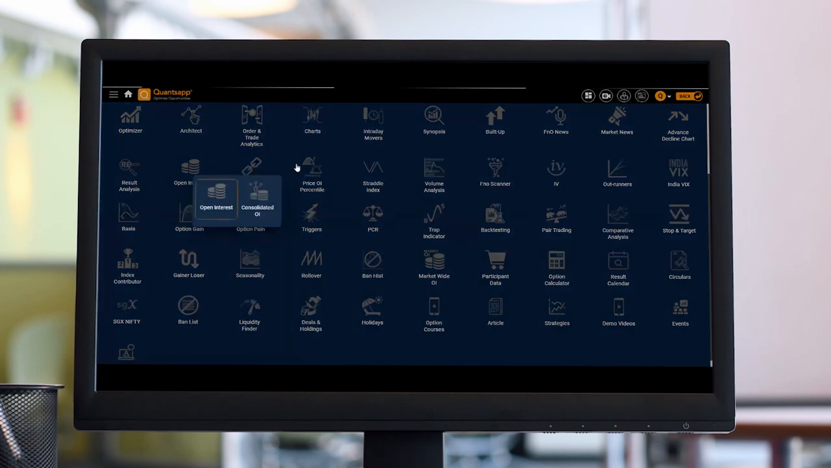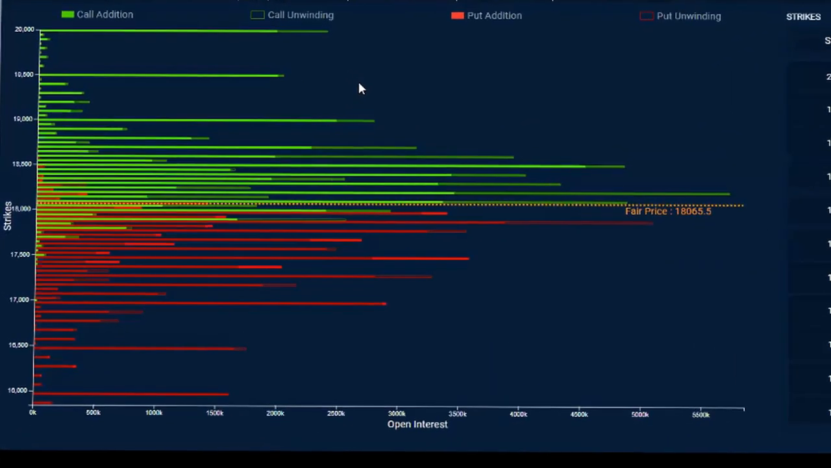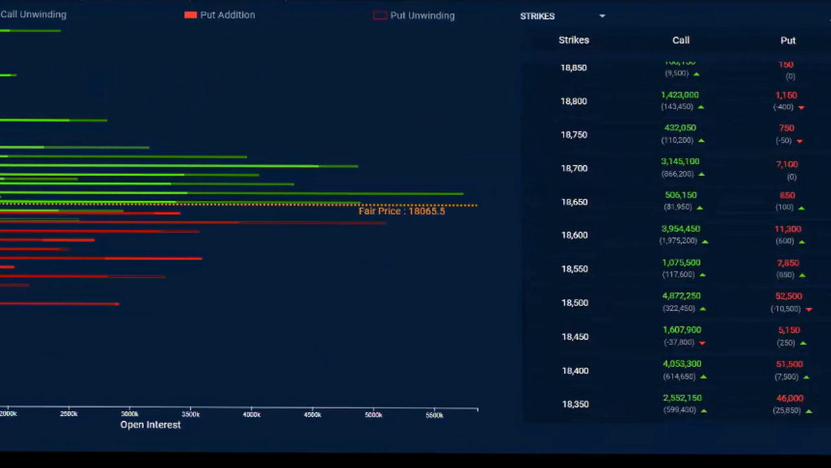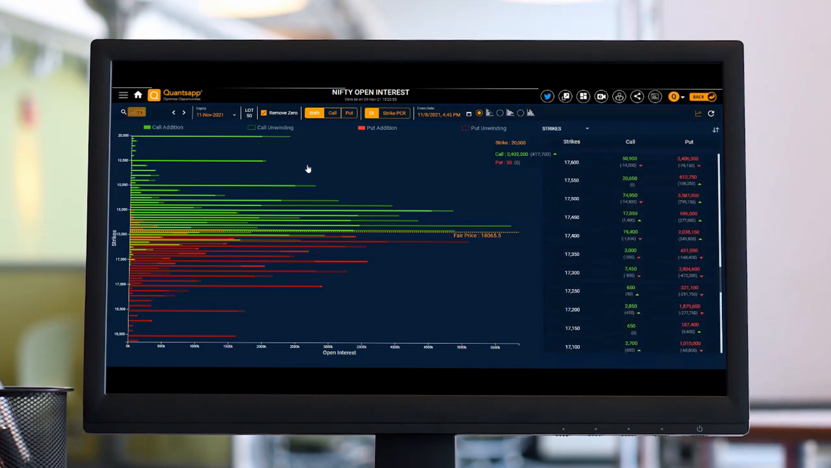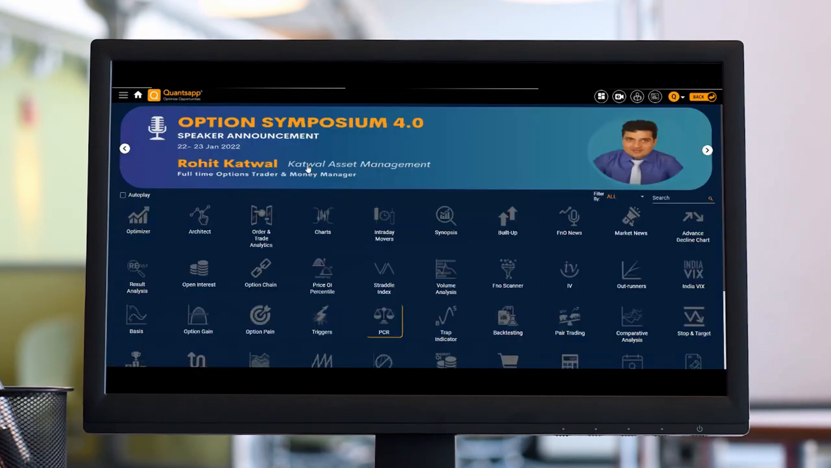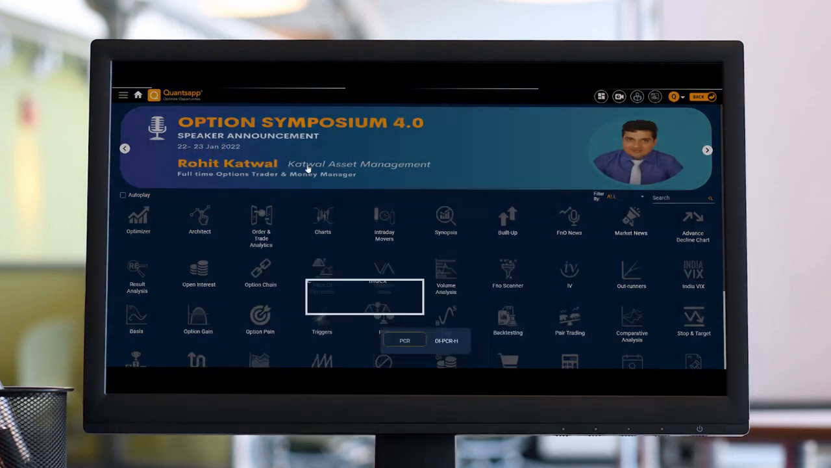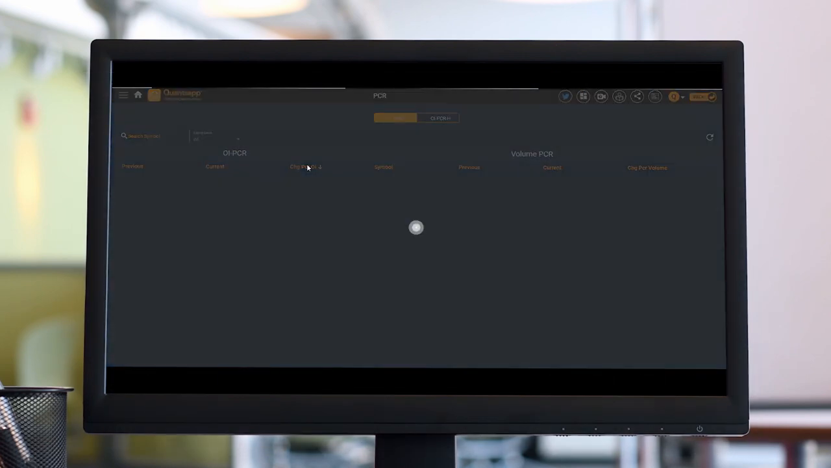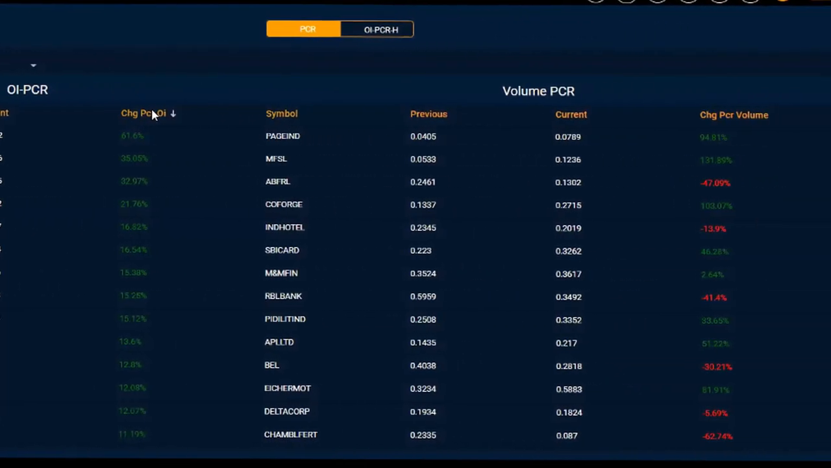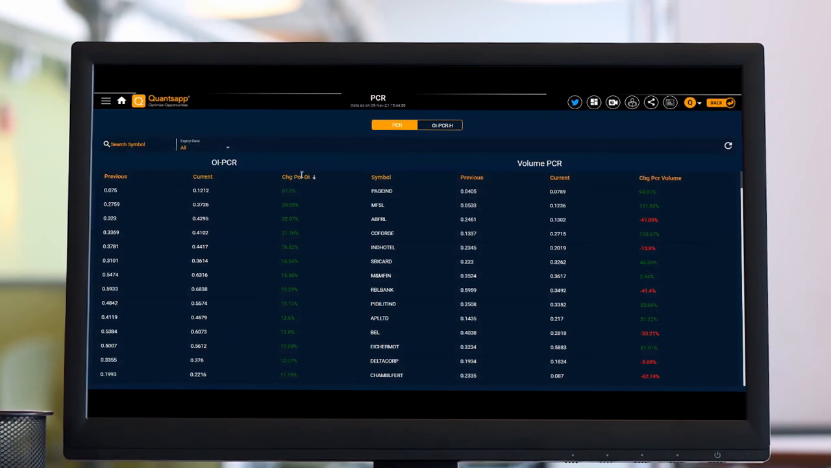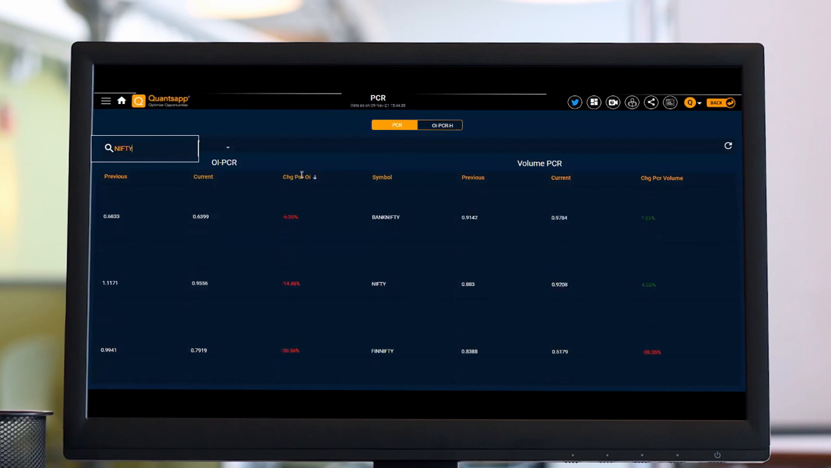Now how are we going to do it? Should we tally the entire option chain? Ideally that is the process, but there is no need to do that. We have the PCR tool in our application which will give us the entire math of it. It will directly give us the put call ratio for all the F&O instruments. We can first search for our desired F&O instrument from here. Let's say Nifty. I have selected Nifty over here.